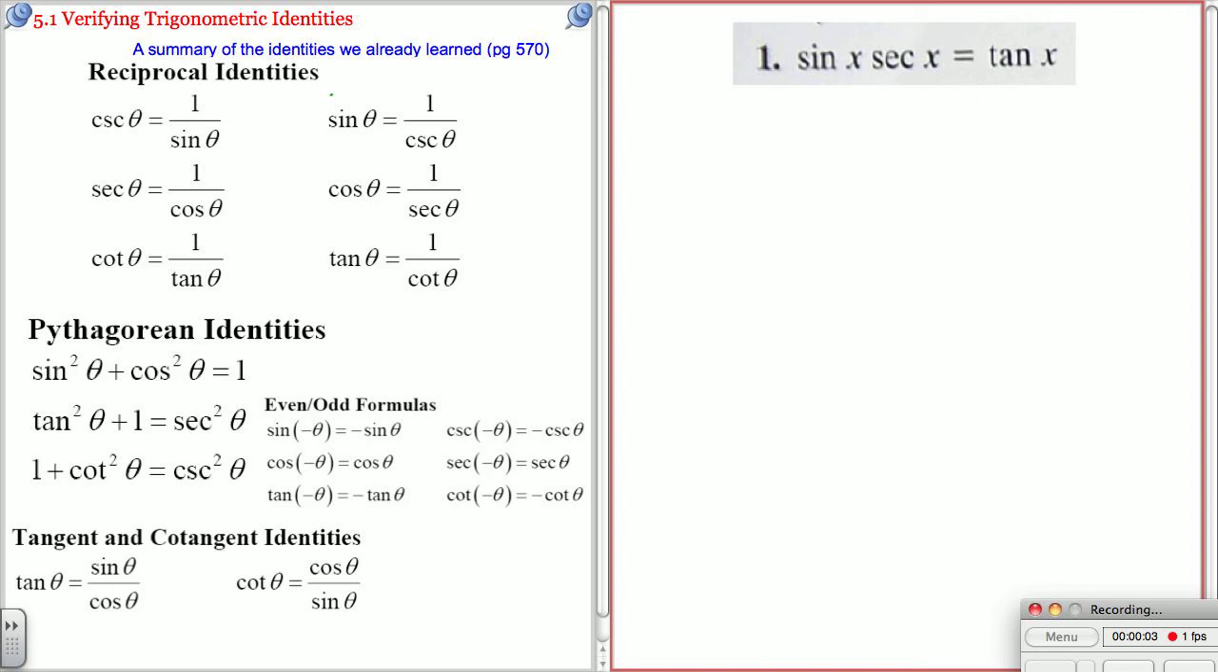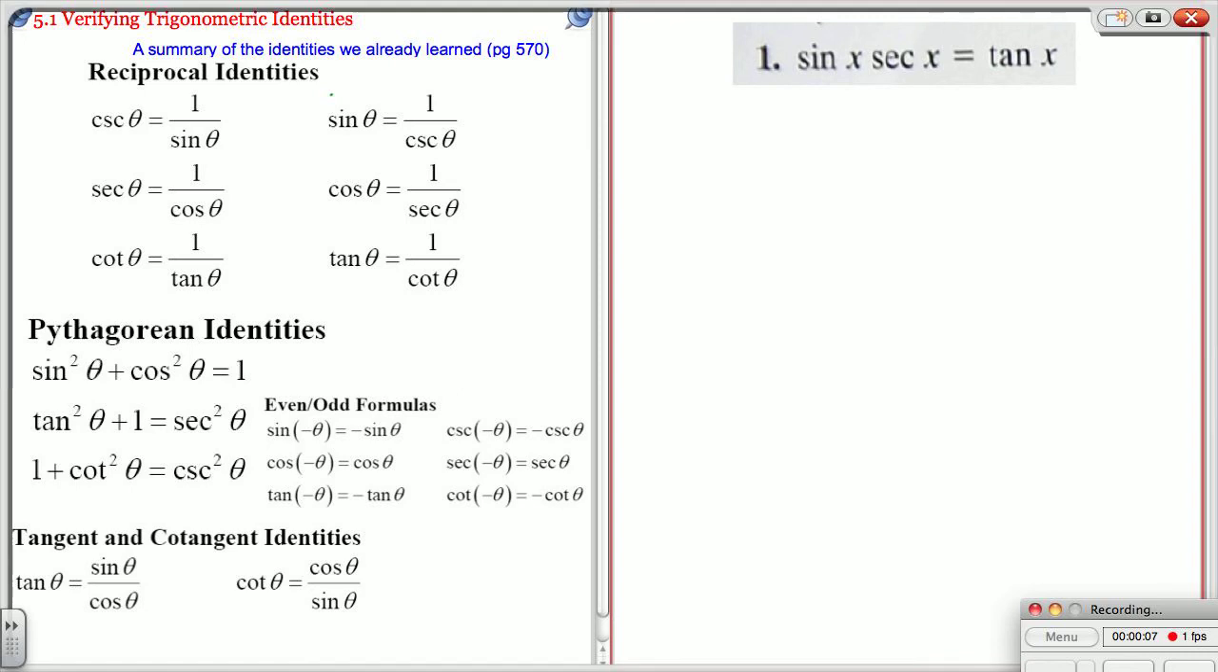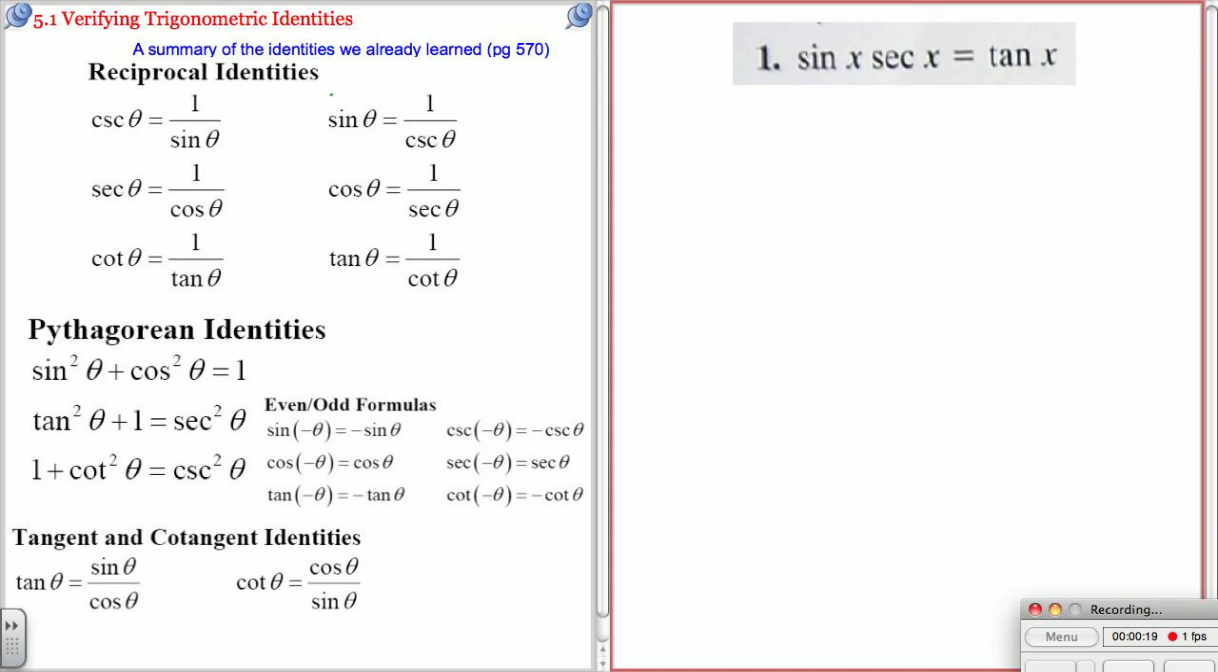So this is the answers to the 5.1 homework, and we're verifying identities. Now, I'm going to just work these out as I go. Keep in mind that I don't have these worked out ahead of time, so sometimes we might make a mistake or not get to the place we need and have to go back and start again. Let's go ahead and look at number 1.